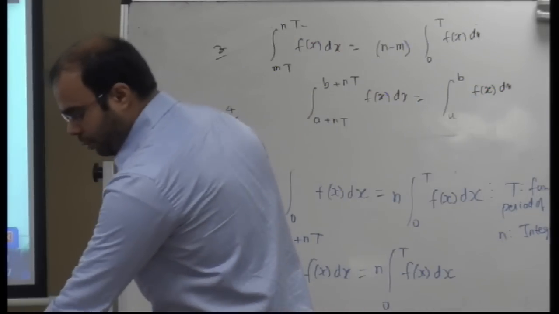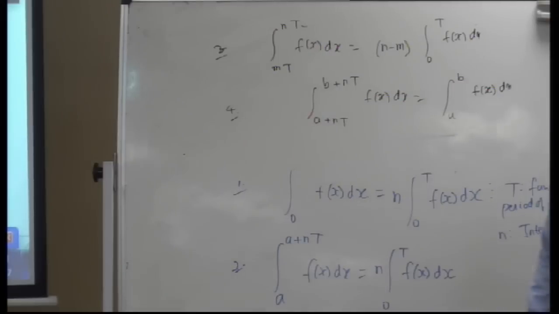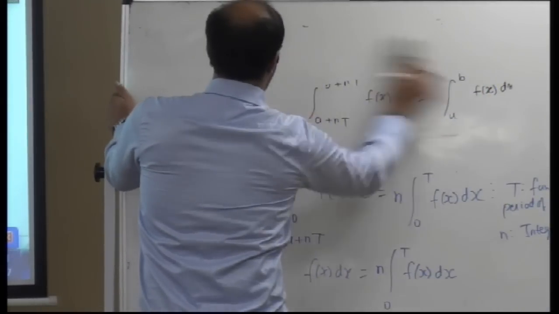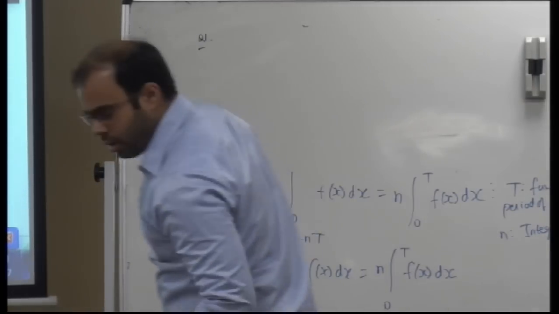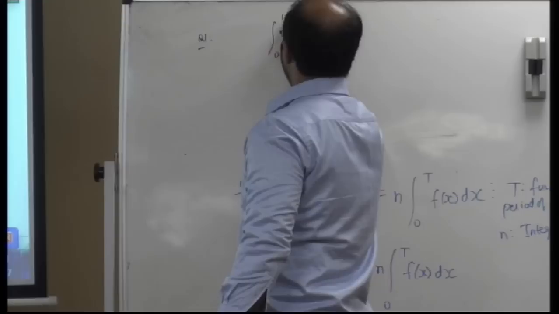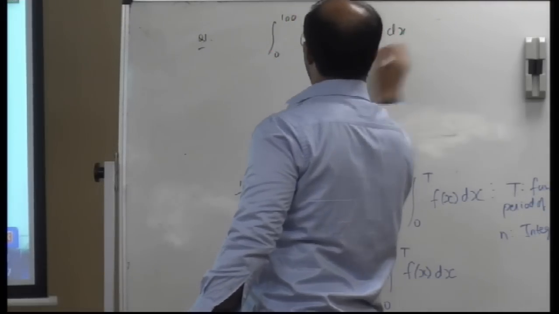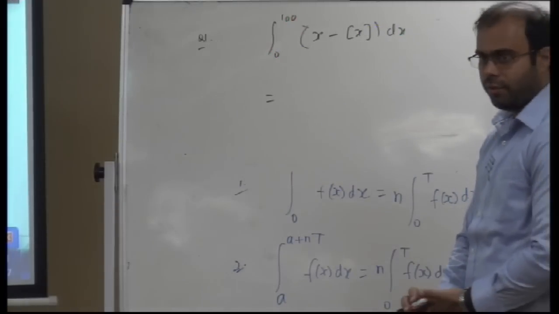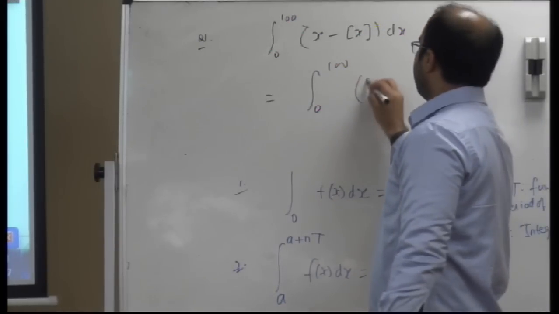Now if we talk about questions based on this, let us take 2 questions based on this. Question number 1, the integral from 0 to 100 of x minus the greatest integer of x dx. Another question I will give you as homework. This would become the integral from 0 to 100 of x minus the greatest integer of x, which is actually the fractional part of x, dx.